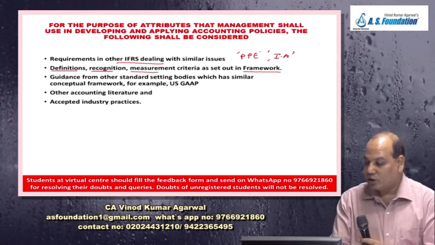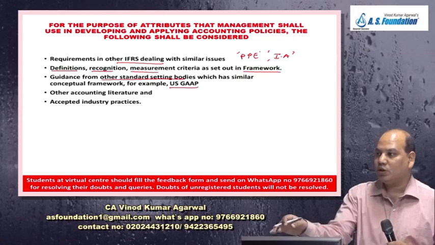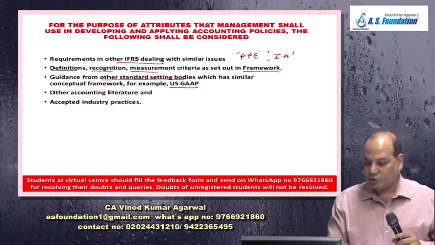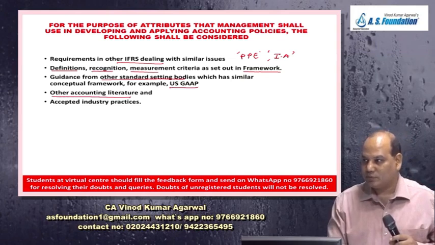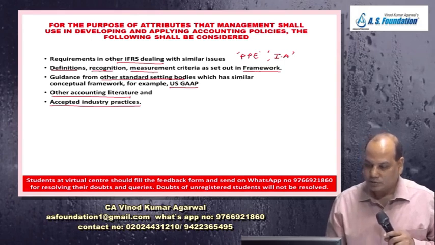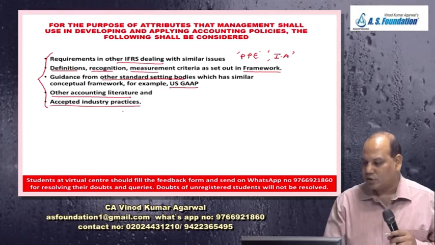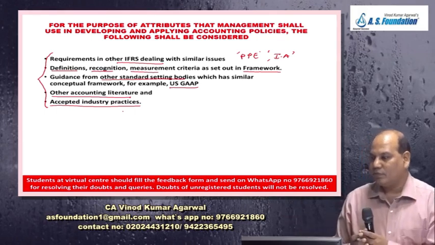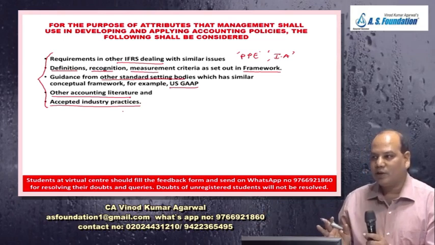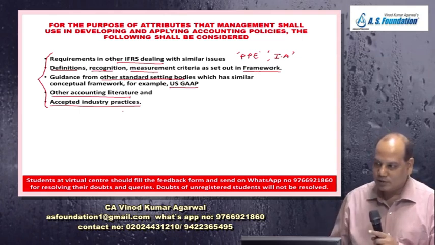Third, you can take guidance from other standard setting bodies which have a similar conceptual framework. For example, US GAAP. So don't go to US GAAP directly. You can refer to other accounting literature, and you can also refer to accepted industry practices. So this is for management judgment. While applying judgment, you follow this entire thing as such, and then you see where you can get that information which is faithful, neutral, substance over form, complete, etc. Is it right?